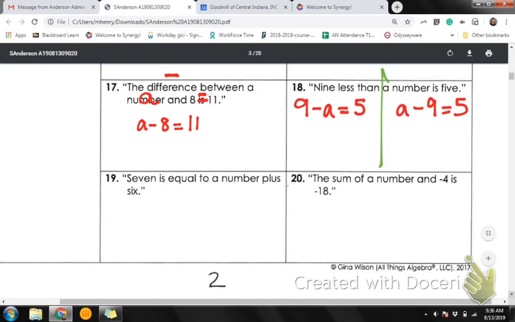First of all, are these the same thing? 9 minus A and A minus 9. Are those the same thing? Let's put like 2 in for A. 9 minus 2 and 2 minus 9. Are you going to get the same answer? This gives you 7. This gives you negative 7. So is 9 minus A and A minus 9 the same thing? No. Okay? So they're not the same thing. Now we have to figure out which one this problem is asking us.